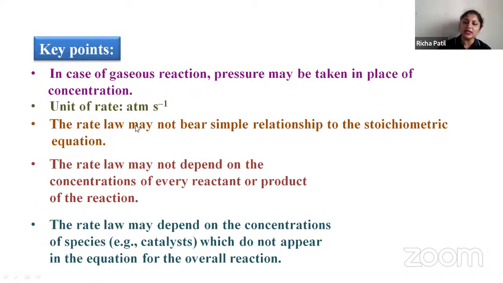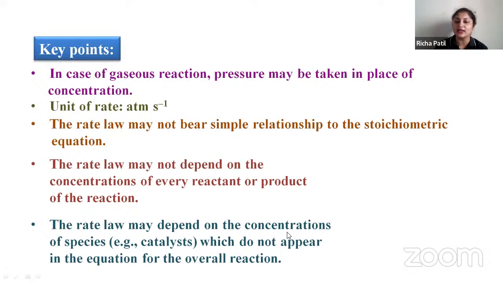So remember, what are the key points? In case of a gaseous reaction, pressure may be taken in place of concentration. So whenever you have a gaseous reaction, in place of concentration, pressure will be taken. What is the unit of rate? It is atm per second, that is atmosphere per second. The rate law may not bear a simple relationship to the stoichiometric equation. The rate law may not depend on the concentration of every reactant or product of the reaction.